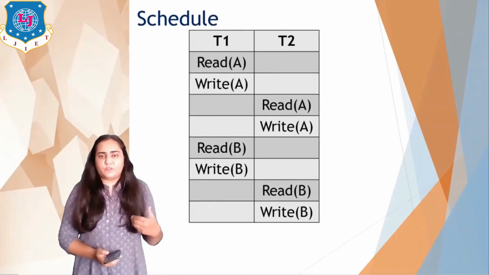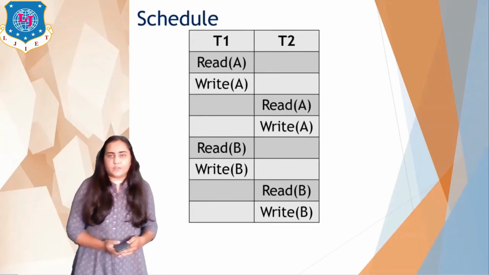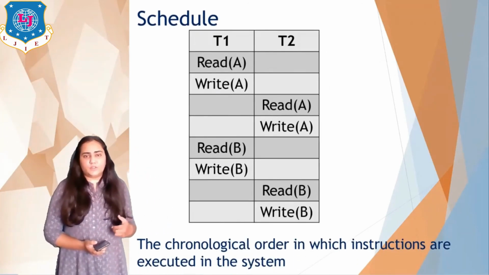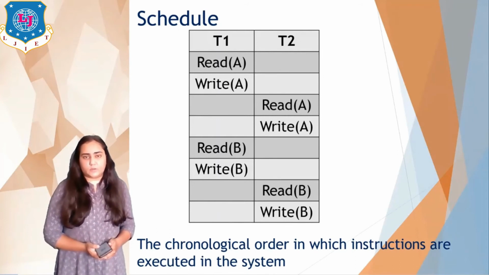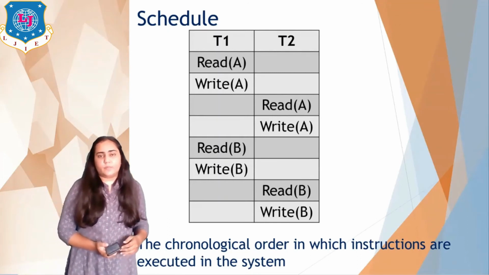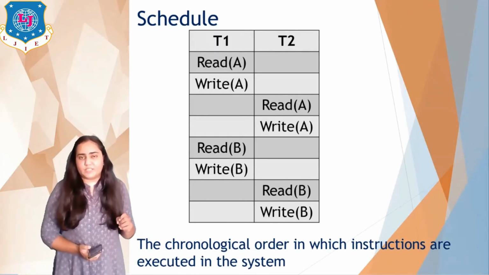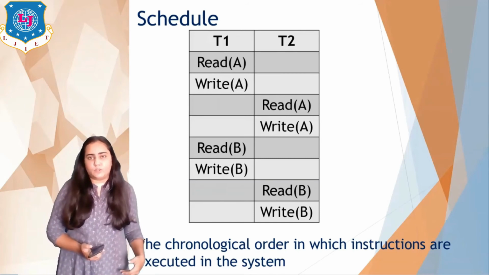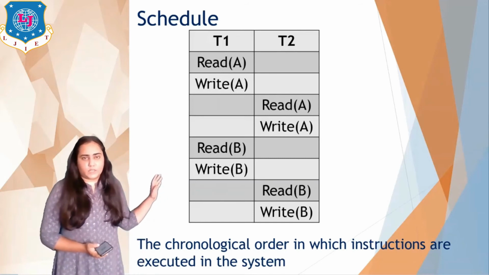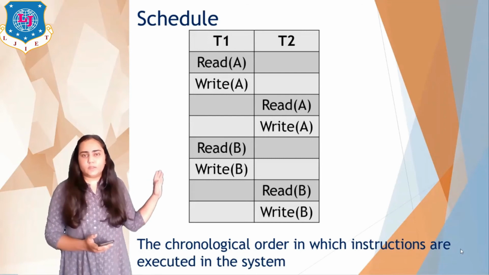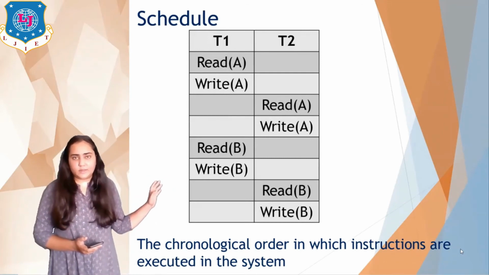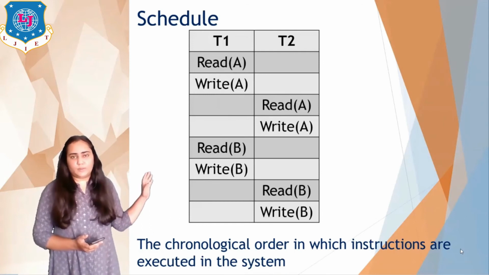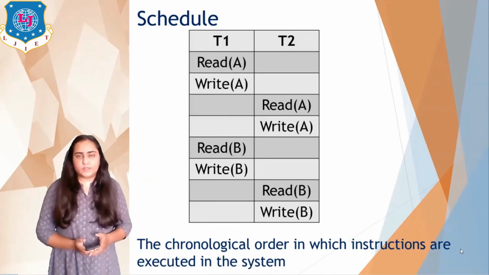Before I proceed further, let us now define a schedule. A schedule is nothing but a chronological order in which instructions are executed in the system. A chronological order is basically an order where you specify what is first, what is second, what is third. That's what we have done here. You can see in this schedule that both the transactions are happening simultaneously, and that's why this is known as a concurrent schedule.